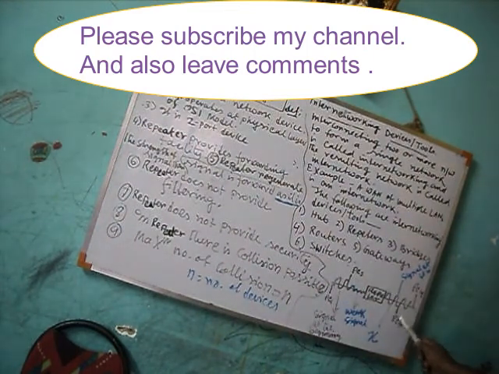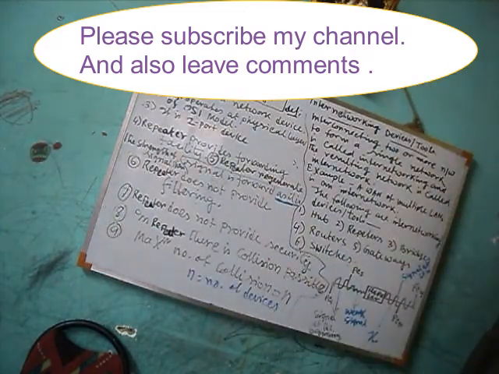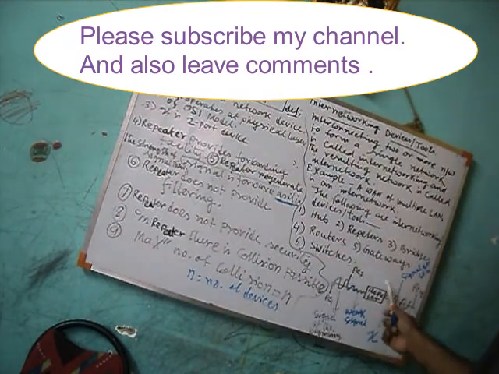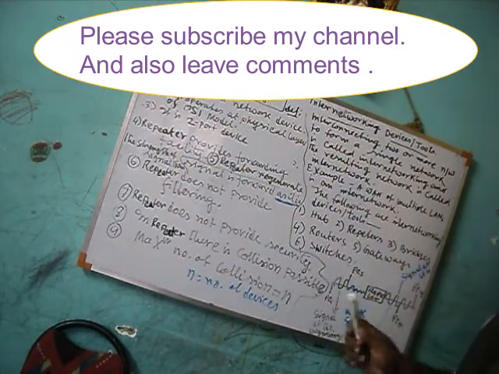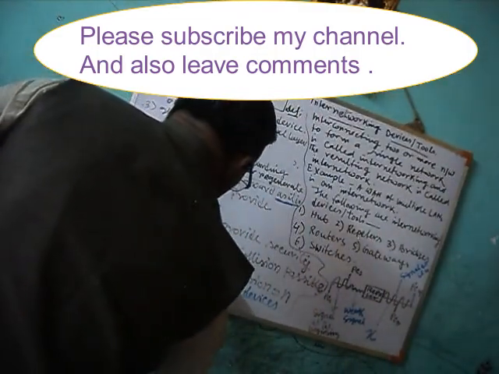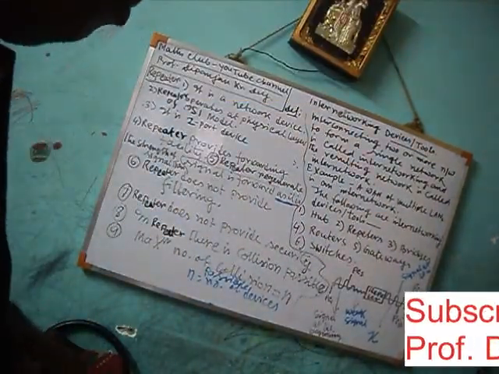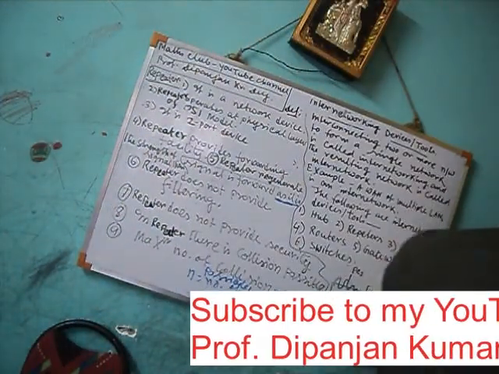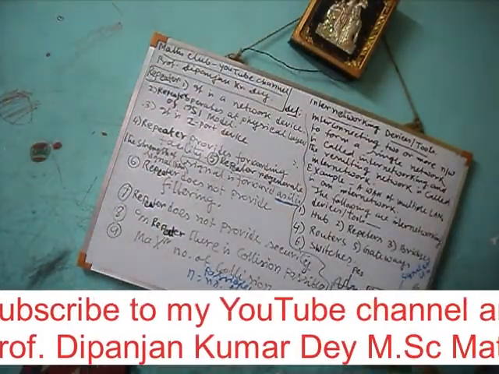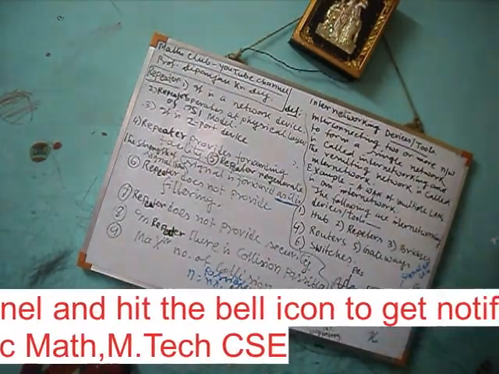Suppose PC1, PC2, PC3, PC4. How many devices are connected here? Four devices. If four devices are sending data at the same time, there will be collisions. The maximum number of collisions possible is equal to n, so here it is 4, not more than 4, because n equals 4 here.